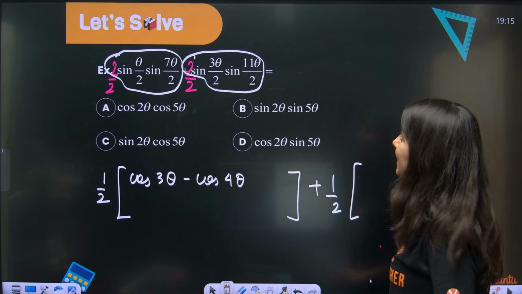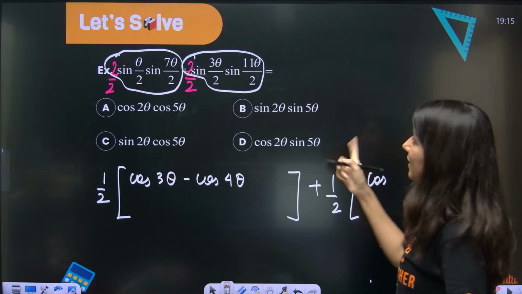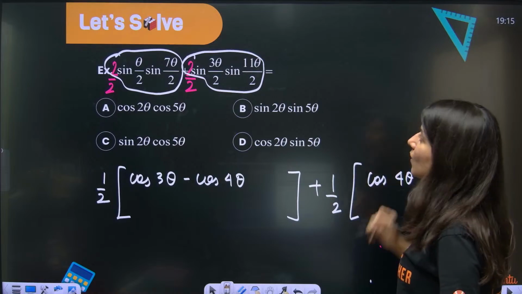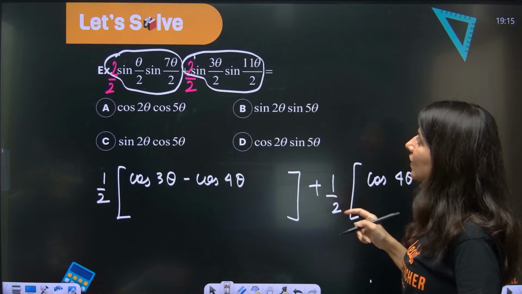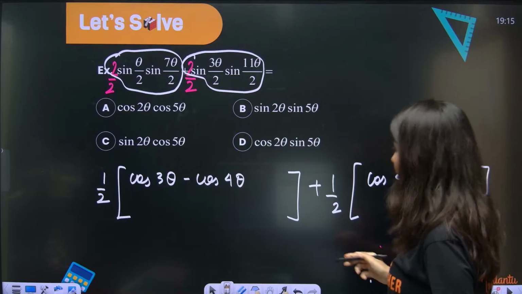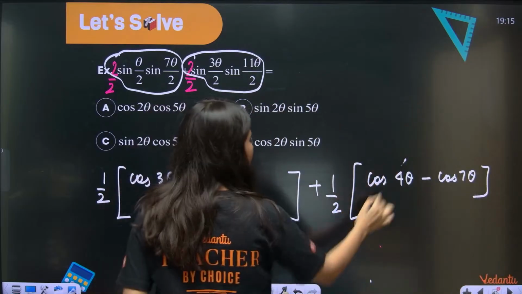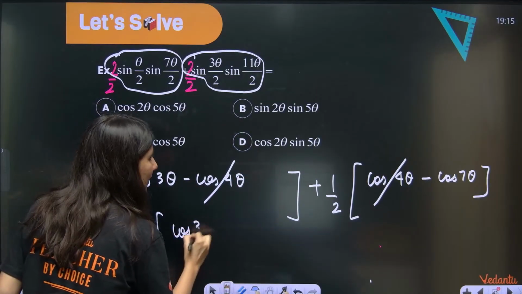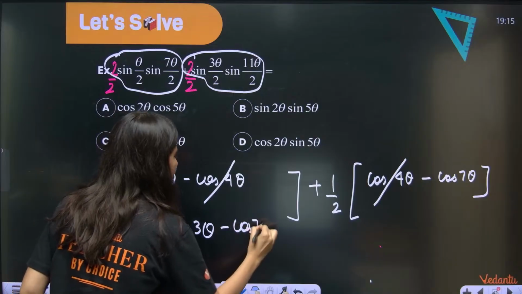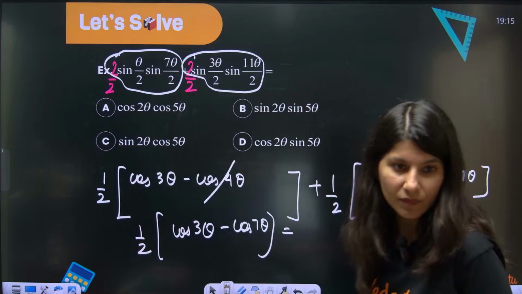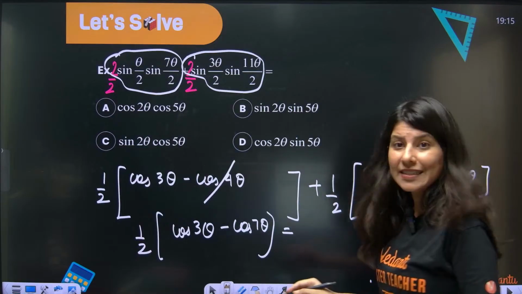Again, 2 sin A sin B. So, cos(A minus B): 11 minus 3, 8, 8 by 2, 4 theta. Minus now 11 plus 3, 7 theta, it will be cos 7 theta, correct? Clearly minus cos 4 theta plus cos 4 theta will be gone, 1 by 2 will be outside. This is cos 3 theta minus cos 7 theta, which is cos C minus cos D now.